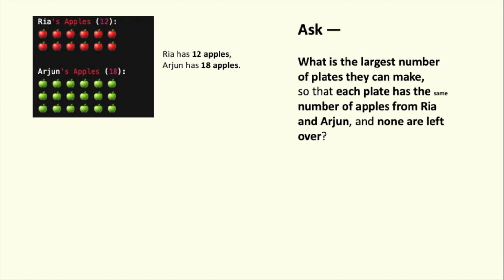Because the HCF will tell us the maximum number of plates they can make, because HCF is the highest common factor which can divide 12 and 18 without leaving any remainder, and that's the highest number. And in the next step we'll find the HCF of 12 and 18 and try to work out how many apples would come from Riya and Arjun in each plate. But before we solve it, I want you to remember this apple problem is not just about fruits. It's a real world example of how HCF helps us divide things equally and perfectly without any leftovers.